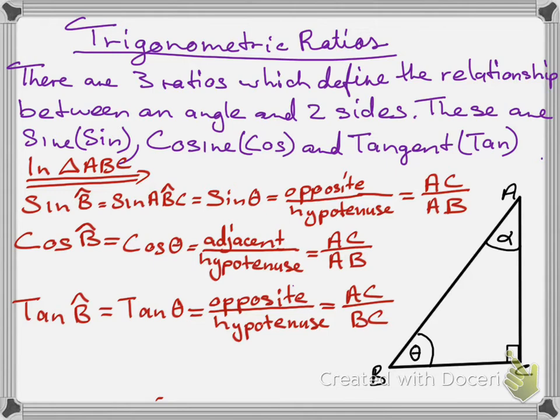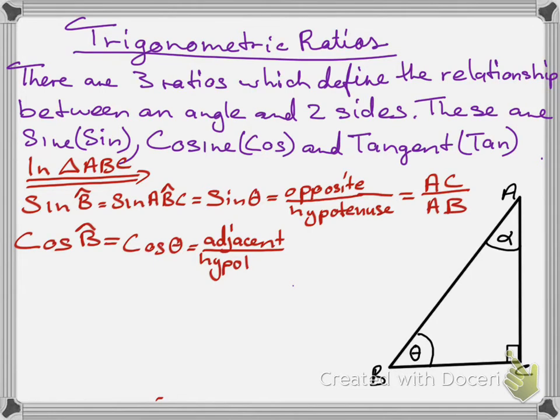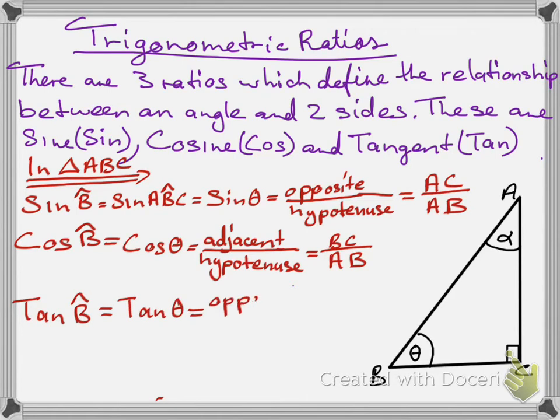So cos B, which is cos theta, will be equal to adjacent over hypotenuse, which is BC all over AB. And tan B, which is tan theta, is opposite divided by the adjacent side, so this will be AC divided by BC. You can see these are the relationships of the angle and 2 sides given by the trig ratios.